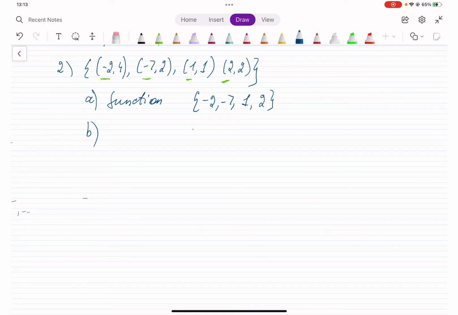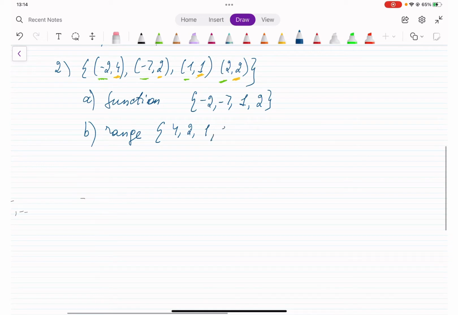And then the range. Range is the value of y. So this is the range, this is the range, the second number in the coordinate. That's your range. So the range is going to be 4, 2, 1, and 2.